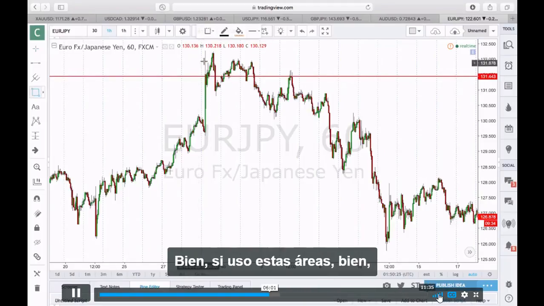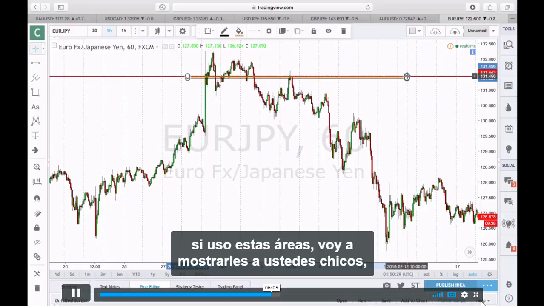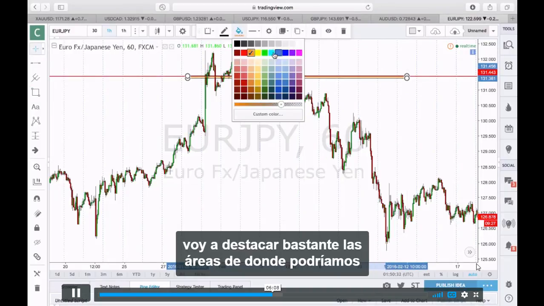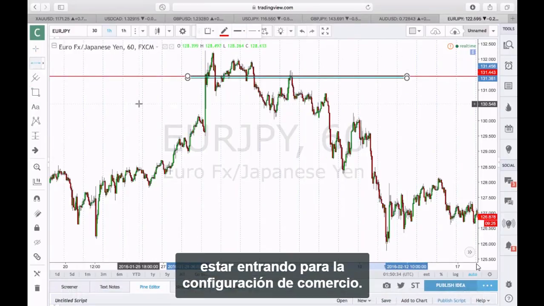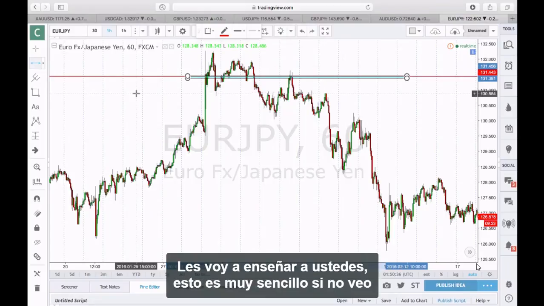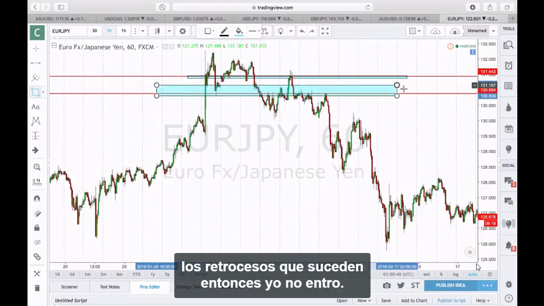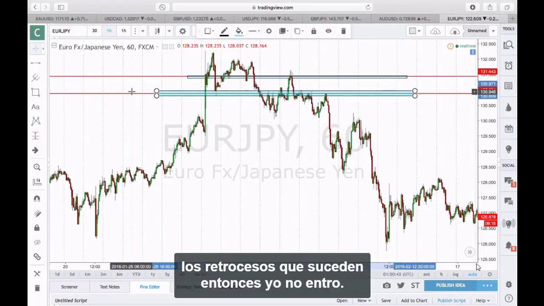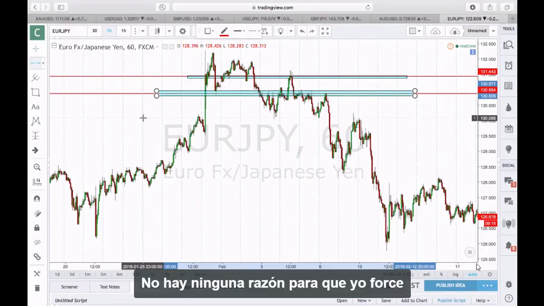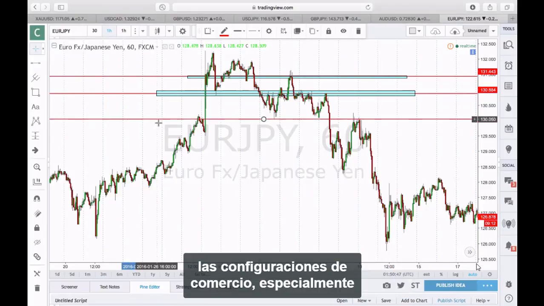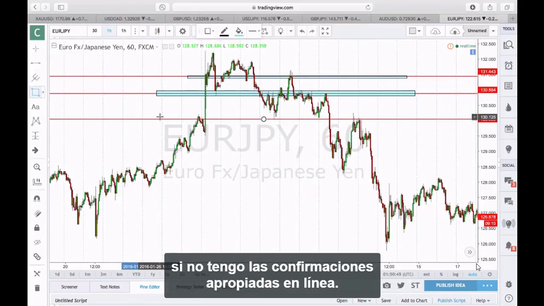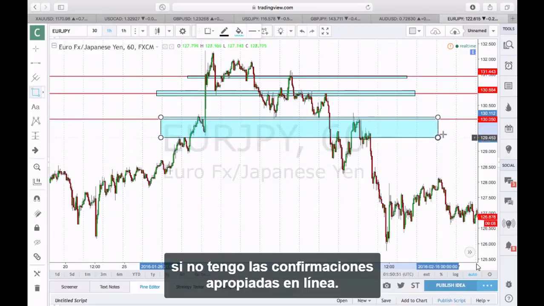Okay, if I utilize these zones, I'm going to highlight pretty much the areas where we could be entering for the trade setup. Okay, I'm going to show you guys. It's very simple. If I don't see the pullbacks happening, then I don't enter. There's no reason for me to force trade setups, especially if I don't have the proper confirmations in line.